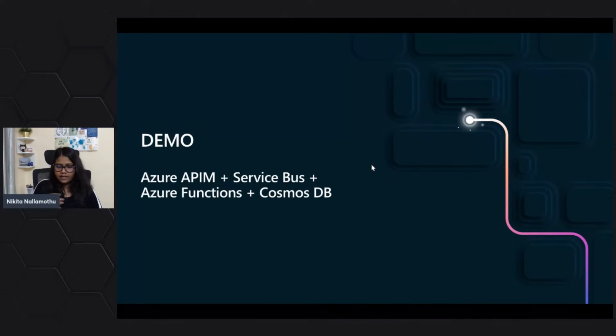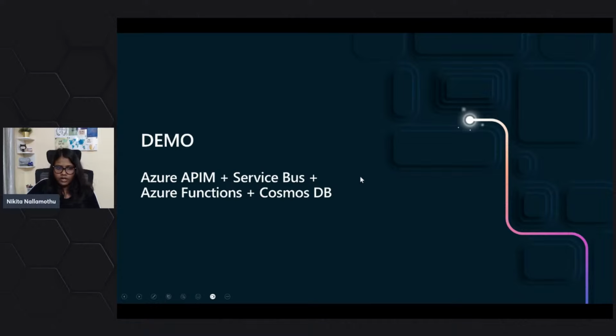The API then sends a message to Service Bus. There's a function which has a Service Bus trigger configured. So every time a message is sent to the Service Bus, the Azure function is executed, and the Azure function goes and inserts data into the Cosmos DB. So this is an end-to-end integration of services.